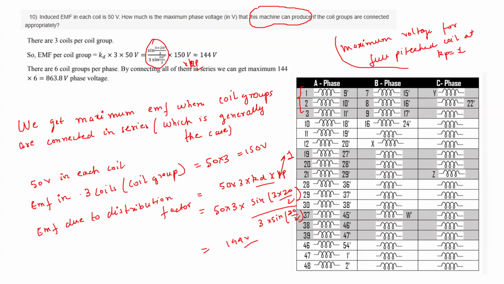But this is the voltage in one coil group. But there are six coil groups in one phase. So if you connect six coil groups in series, then you will get 144 into 6. So this will be around 863, something like this. Like this you can get.